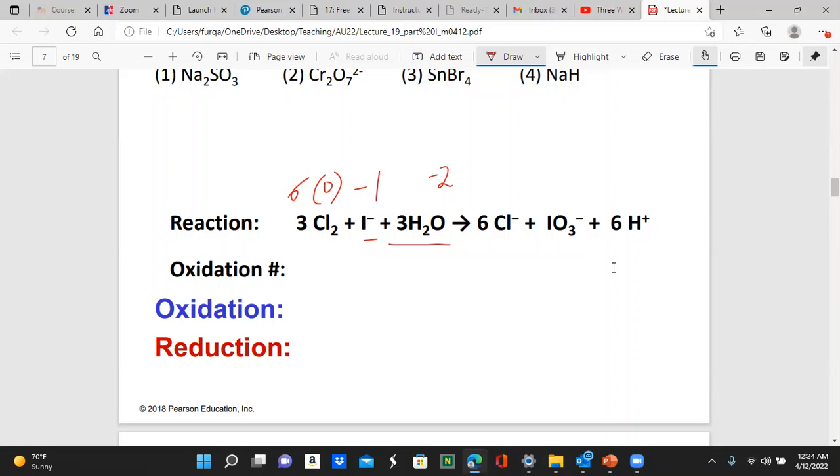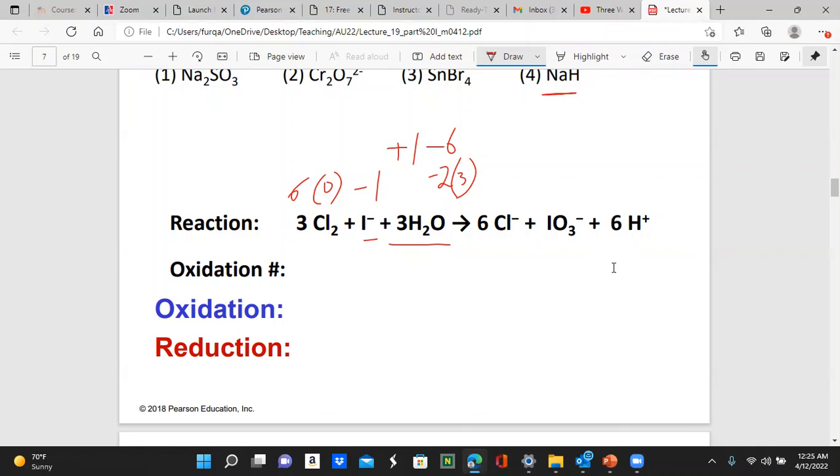3 hydrogen, we have 2 hydrogen, that is 3 oxygens, right? So 3 oxygen means -6. And we have 6 hydrogen, each is +1 oxidation state, because hydrogen has this tendency to become both a positive ion and a negative ion, depending on which atom it is going with.